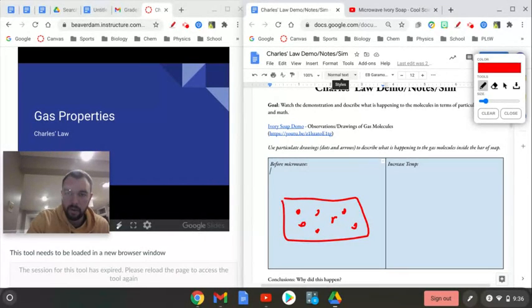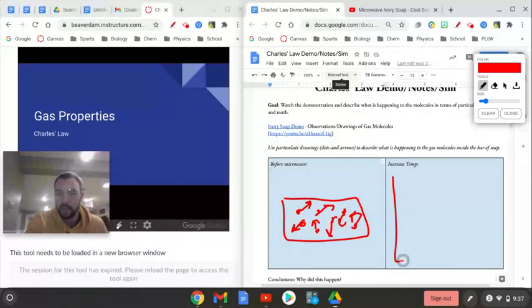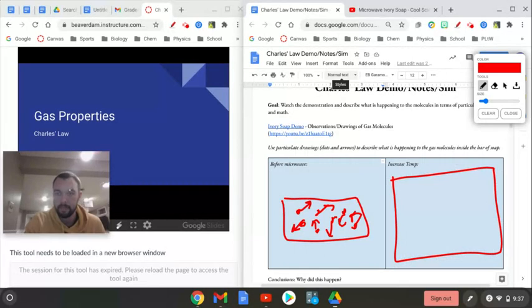So 1, 2, 3, 4, 5, 6, I put 7. And they have arrows because they're moving around in random directions. Now, when we increase the temperature because we put it into the microwave, what happened? So the soap got much bigger. All right, the soap got much bigger. 1, 2, 3, 4, 5, 6, 7.